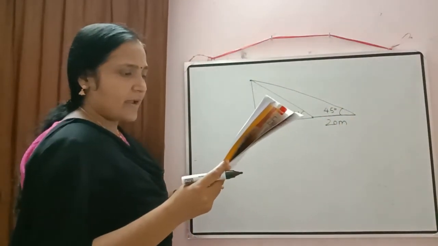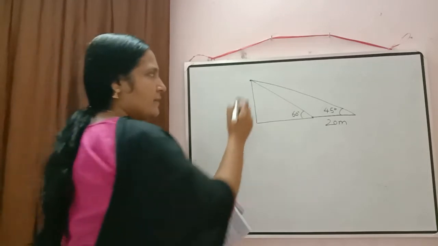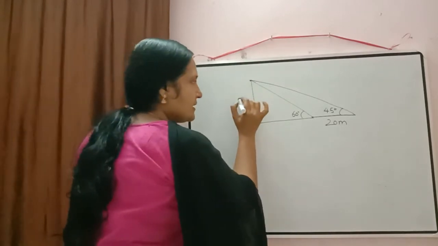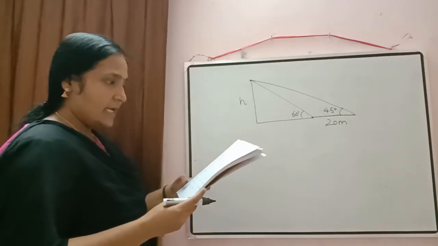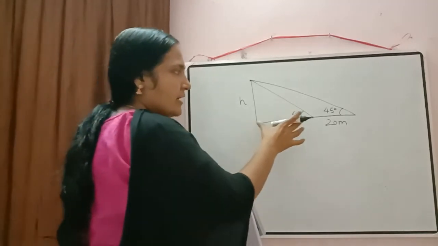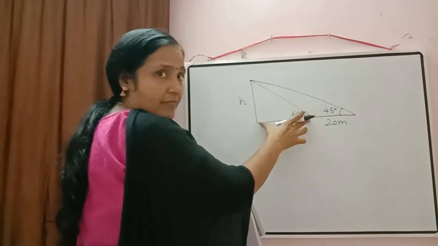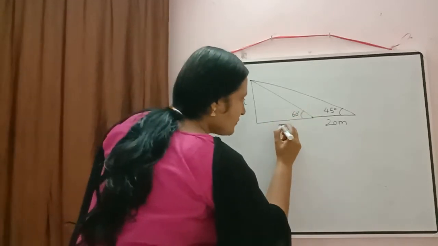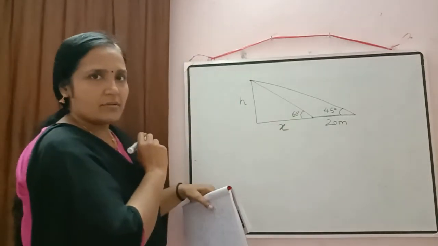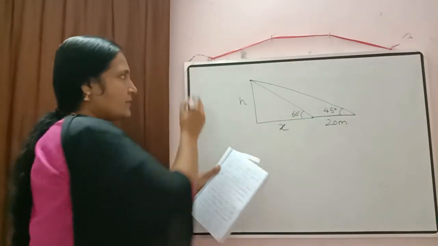Now the question is to find the height of the tree. So this was the tree which we have considered. This height we have to calculate, and the breadth of the river. We consider this as the river there. So the breadth of the river will be this length only. So we have to calculate x also. I think the diagram is clear to you.